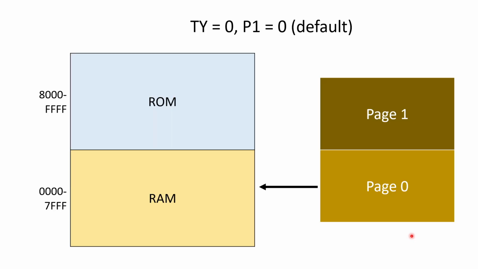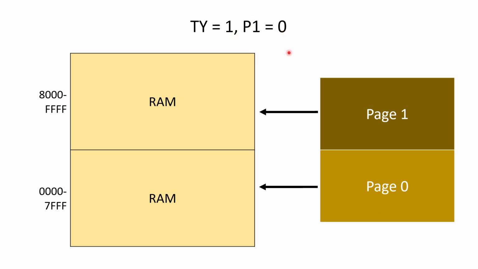So let's look at some illustrations. By default, both TY and P1 are clear, and that means we have RAM in the lower half, and that is specifically page 0, and we've got ROM in the upper half. Now, if we were to set P1, suddenly the RAM in the lower half is actually page 1. So by setting this, you would suddenly be communicating with that lost half of memory. But there are serious dangers with trying to do this mode, and I'm going to talk about these at the end of the video.